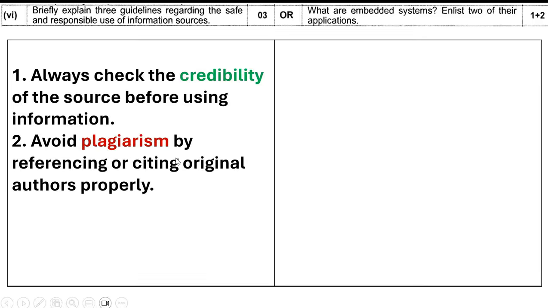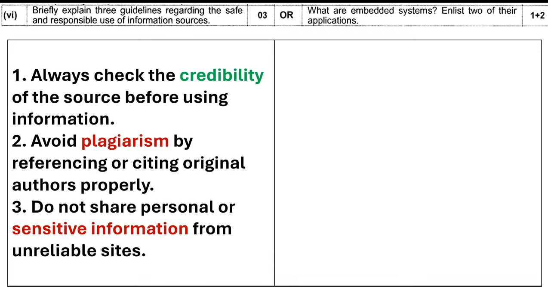Number 2 is avoid plagiarism by referring to or citing original authors properly. If you are copying something from others, you must write a citation with references. If you write citations and references, you will avoid plagiarism. Plagiarism means you are copying from others. Number 3, do not share personal or sensitive information on unreliable sites. If some sites are asking for personal information, don't provide it.